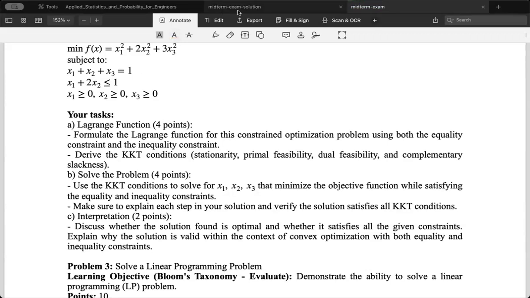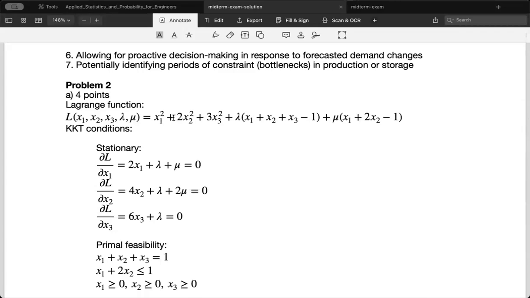So the Lagrange function: you start from the objective function plus lambda times the equality constraint, plus mu times the inequality constraint. Right? And for the KKT conditions, the stationarity condition, because the derivative of the Lagrange function with respect to each variable must be 0. For x1 you get 2x1 plus lambda plus mu equals 0.